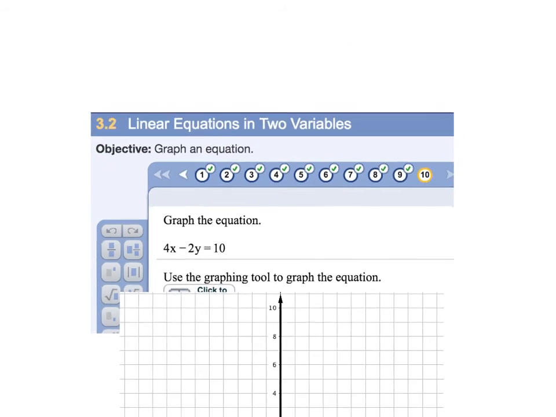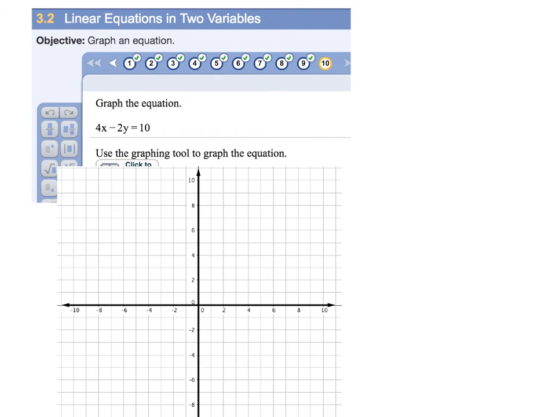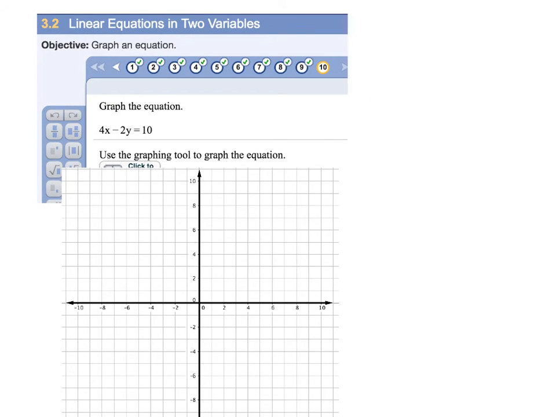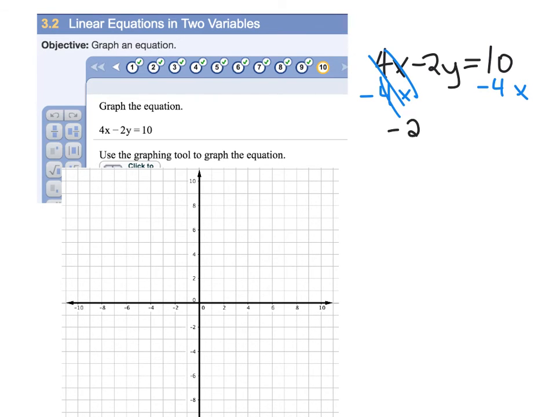One more, only now they don't even give us the directions, but we know what we're going to do. What we're going to do is start with that 4x minus 2y equals 10. And the first thing we're going to do is solve for y, which means we want to get y all by itself. So we're going to begin by subtracting 4x from both sides. That gives us negative 2y equals negative 4x plus 10.